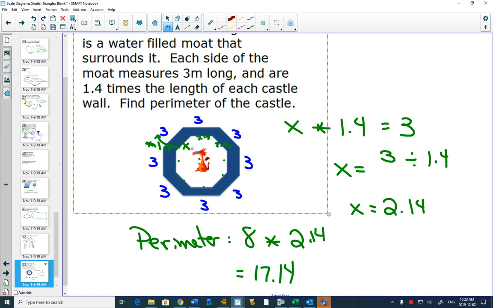Did this have units? Yes, it did. Everything is in meters. Perimeter isn't an area. Perimeter is a length. So we don't write meters squared or meters cubed. We just write meters. And so the perimeter of this shape is 17.14 meters.